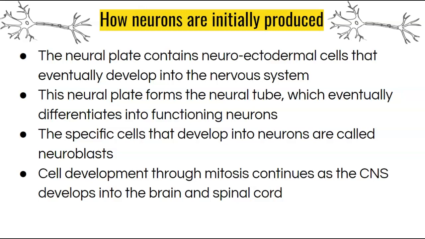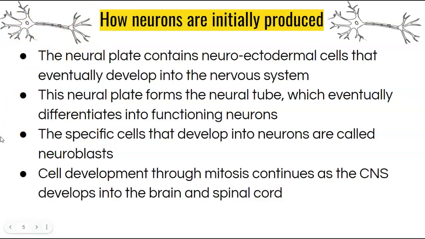So neuroectodermal cells are your baby cells. Eventually those will develop into neuroblasts, and those neuroblasts will develop into what you know and will love, neurons. And the pictures up at the top of these crazy branched cells, those are neurons.